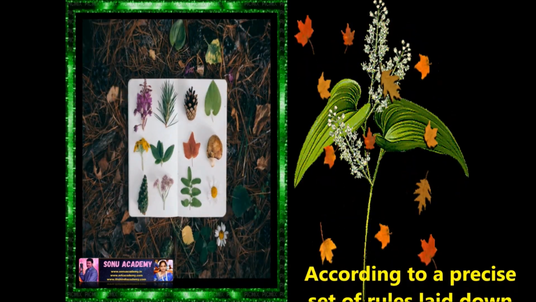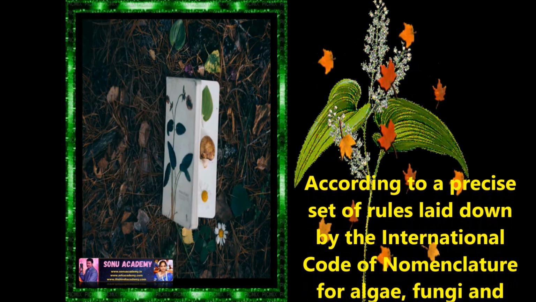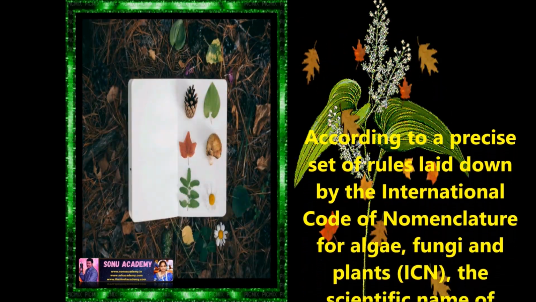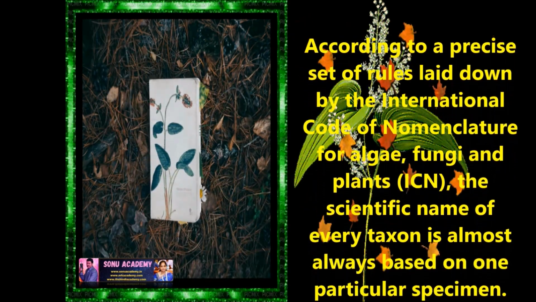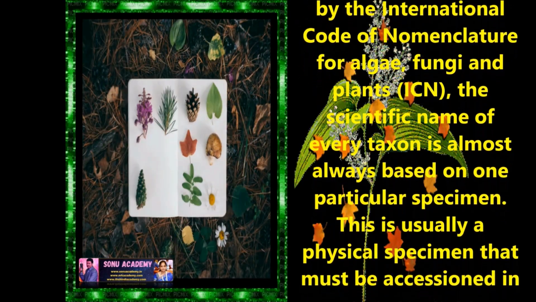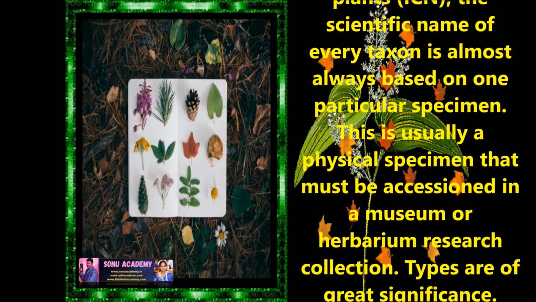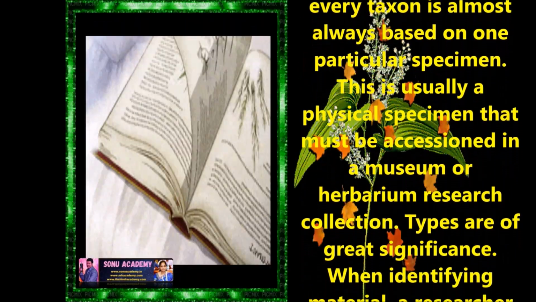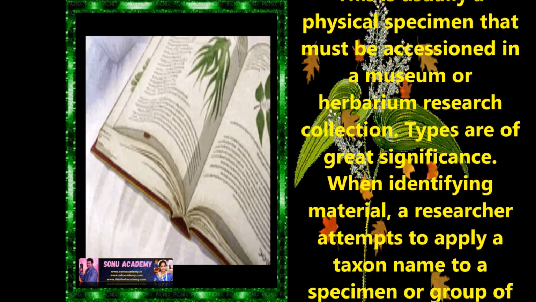Children, according to the precise set of rules laid down by the International Code of Nomenclature for algae, fungi, and plants, the scientific name of every taxon is almost always based on one particular specimen. This is usually a physical specimen that must be accessioned in a museum or herbarium research collection. These are of great significance when identifying material.